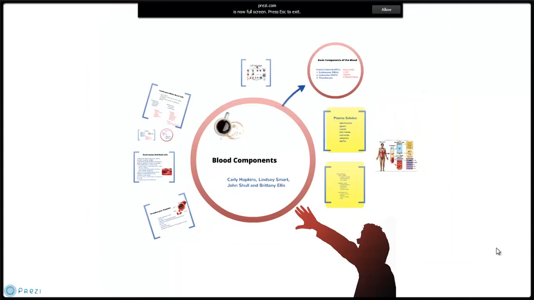And this concludes our fantastic run through the components of the blood.